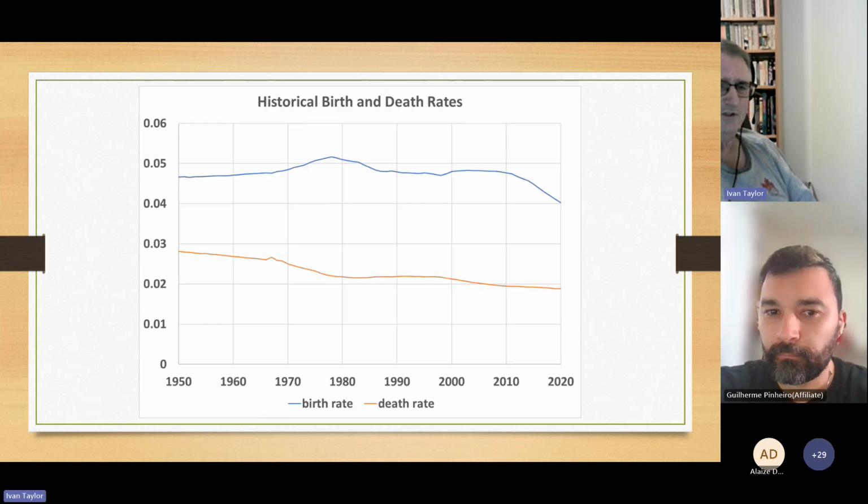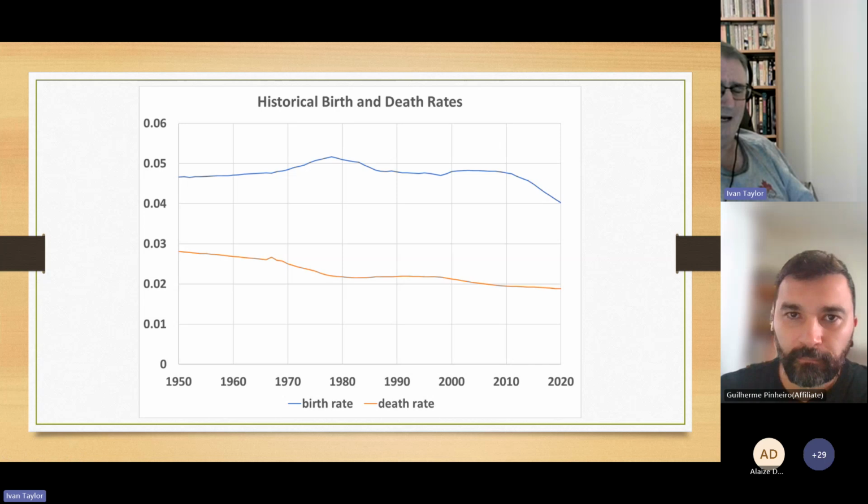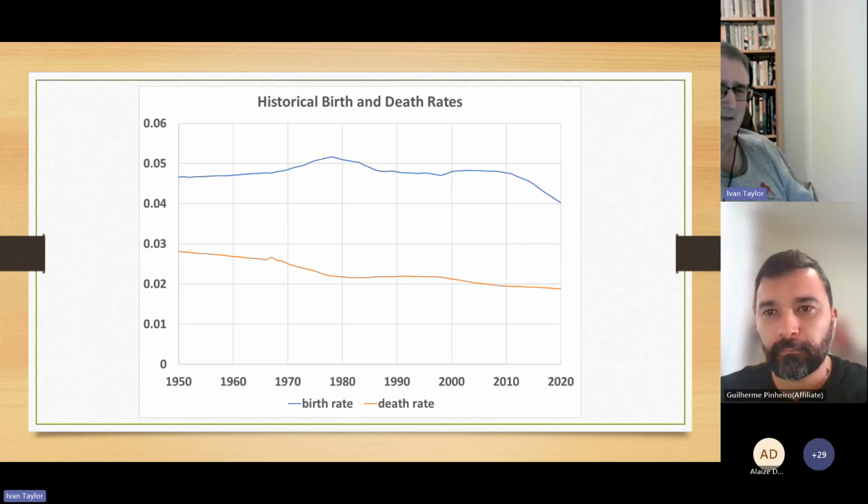This is the historical birth rates and death rates. And as I said, the death rate is 1 over the life expectancy. And you can see that the death rate has declined over the 50 years. I'm expecting that it will reach a limit, as life expectancy will reach a limit, and eventually there will be limited change in the death rate.